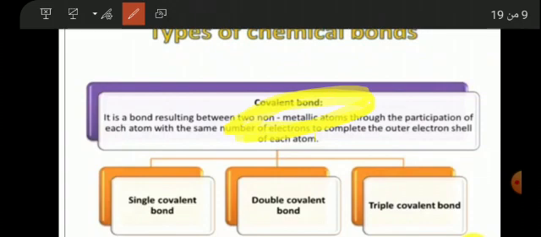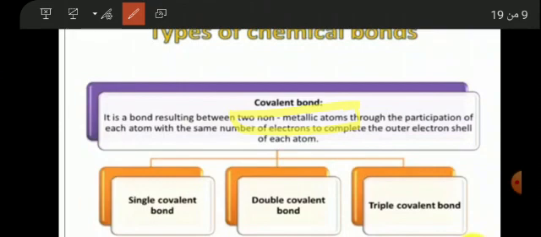But covalent bond is formed between two non-metal atoms. Both must be two non-metals, two non-metallic atoms, through the participation of each atom with the same number of electrons to complete the outer electron shell of each atom. So the covalent bond is formed between two non-metals by sharing electrons. Each one of them will share the same number of electrons. If one atom shares one electron, the other will share one electron. The same.